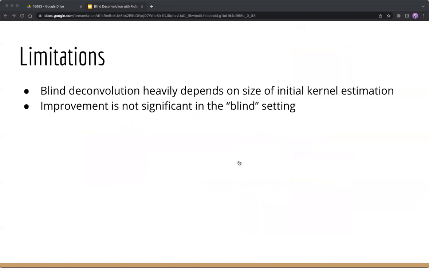This method has some limitations, of course. First, it requires a good estimation of the kernel size of PSF for good performance, which could be hard in real-world application. Second, in terms of PSNR values, the restoration improvement in the blind setting is not very significant, and more work could be done in the future.